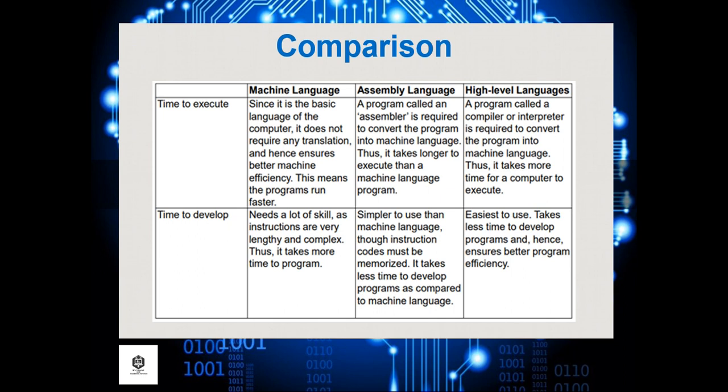Next comparison is regarding time to develop. Machine language needs a lot of skill, as instructions are very lengthy and complex. Thus, it takes more time to program. Assembly language is simpler to use than machine language, though instruction codes must be memorized. It takes less time to develop programs as compared to machine language. High-level languages are the easiest to use, take less time to develop programs, and hence ensure better program efficiency.